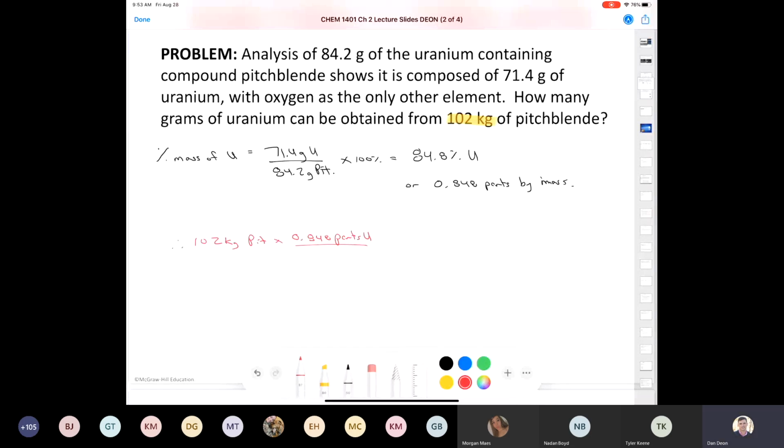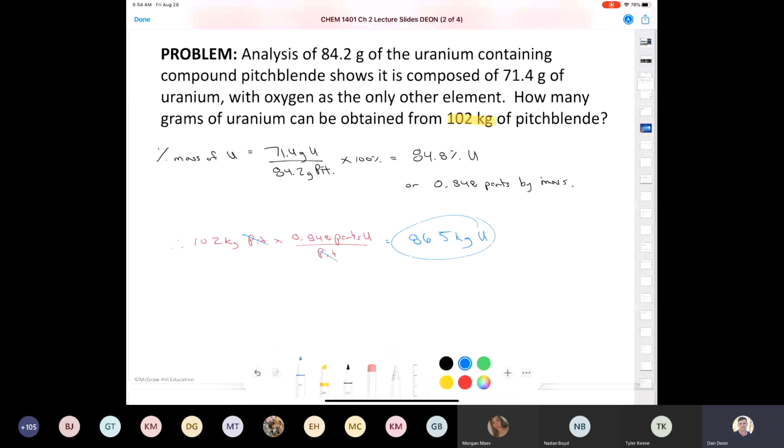Go. Divided by pitchblende, right? Because we have 0.848 parts uranium in any sample of pitchblende taken from anywhere in the universe. Okay. So all I have to do now is my pitchblende is going to cancel out, and I end up with 86.5 kilograms, like that. So I have 86.5 kilograms of uranium in that sample.